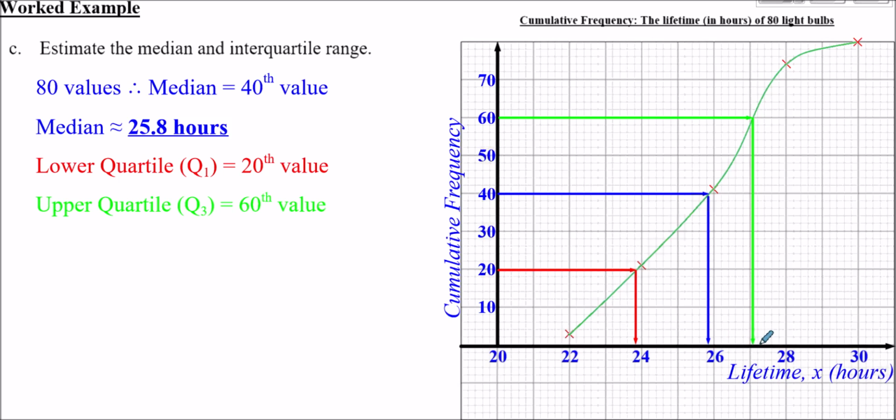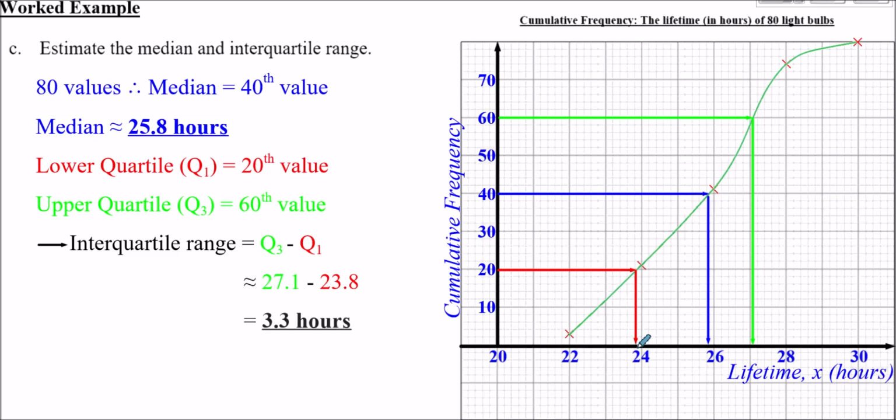So the interquartile range is going to be Q3 minus Q1. So the upper quartile Q3 I think is about 27.1. The lower quartile Q1 looks to me to be about 23.8. So we do 27.1 minus 23.8, which comes out at 3.3 hours. So the middle 50% of data, the middle 50% of the light bulbs should last between 3.3 hours, from the lower quartile up to the upper quartile.